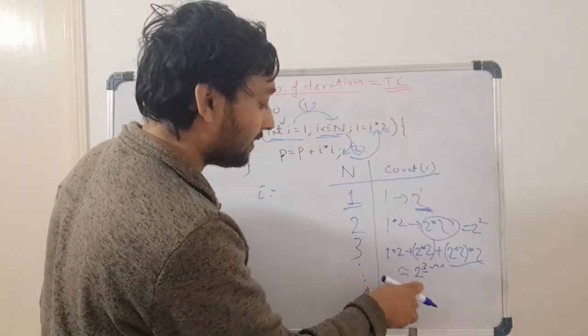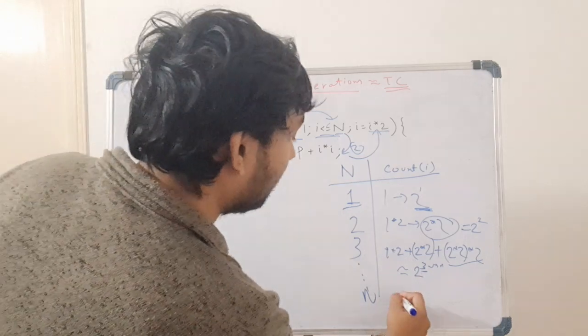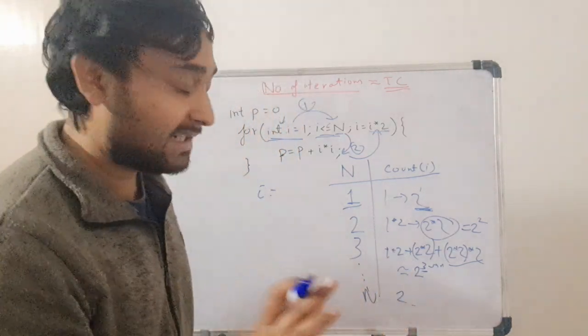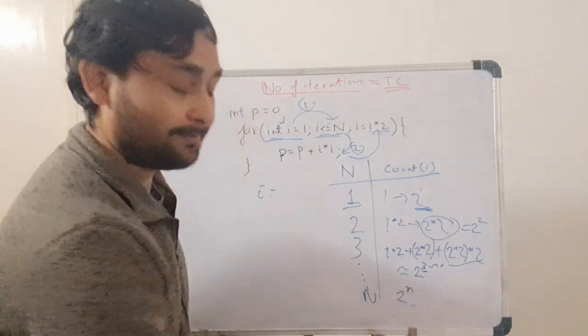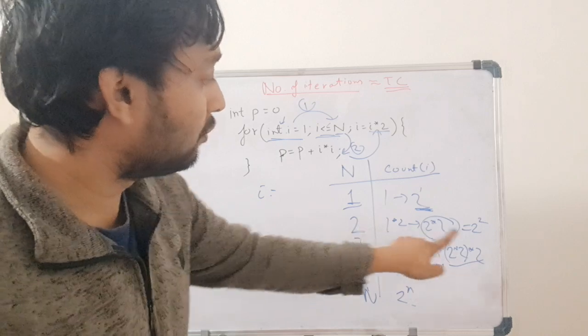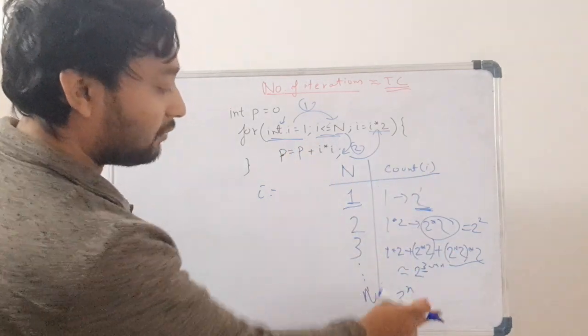Here you can see, if it goes till capital N, here it will go till 2 to the power k, a, b, c, d, anything you can write. But for simplicity I am putting small n here. So it's matching, right? And this 3, 3, 2, 2, 1, 1, the power is matching. So it will go till 2 to the power n.